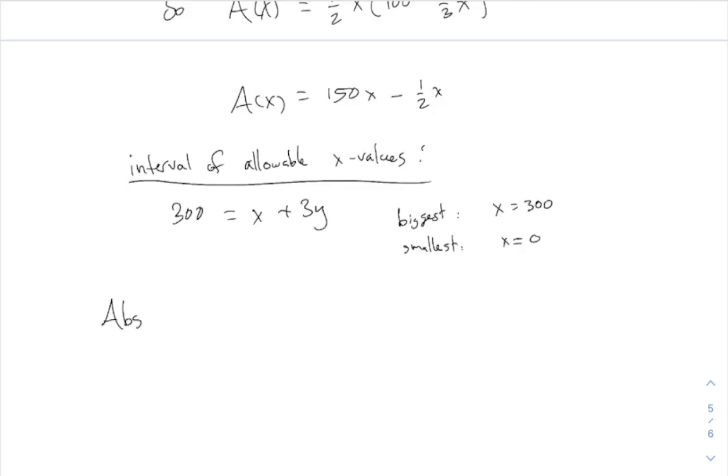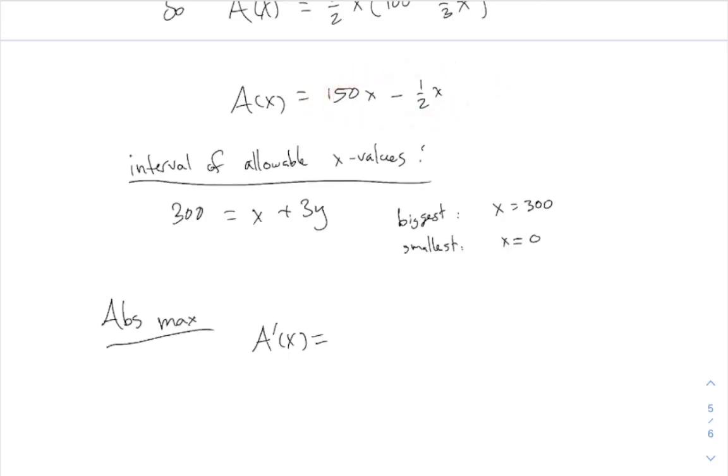In this case, I want the maximum, right? The maximum area. Although when you're doing this, you end up finding the minimum also. This involves the absolute minimum and maximum. You find the critical numbers by taking the derivative. So I'm going to do A prime of x. The function is right here. This is an easy derivative.